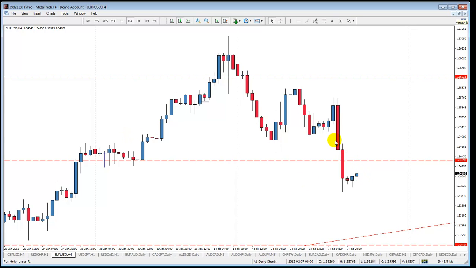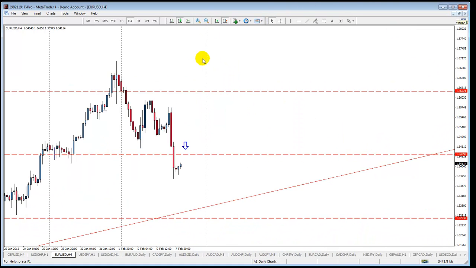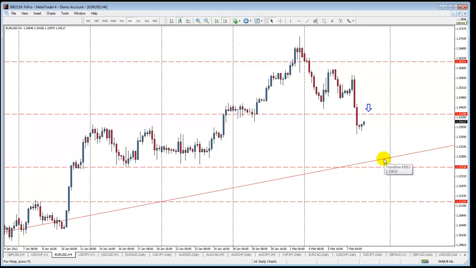So on the euro, and this is very similar to the Aussie, I would want to sell on a bearish candle that penetrates 1.3440. I would put my sell order below that bearish candle, my stop loss above the high. What about profit targets? Well, the obvious one would be the trend line here, and that means we're probably going to be taking profit somewhere around 1.3289 or thereabouts. And the other ones would be 1.3250 and 1.3130.